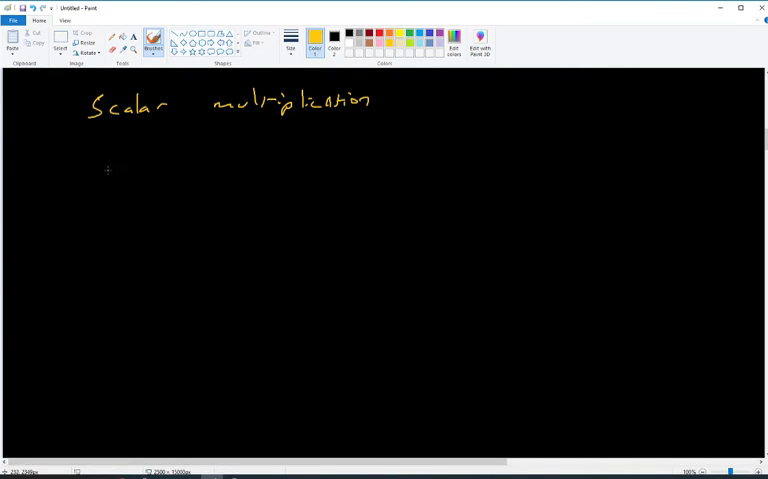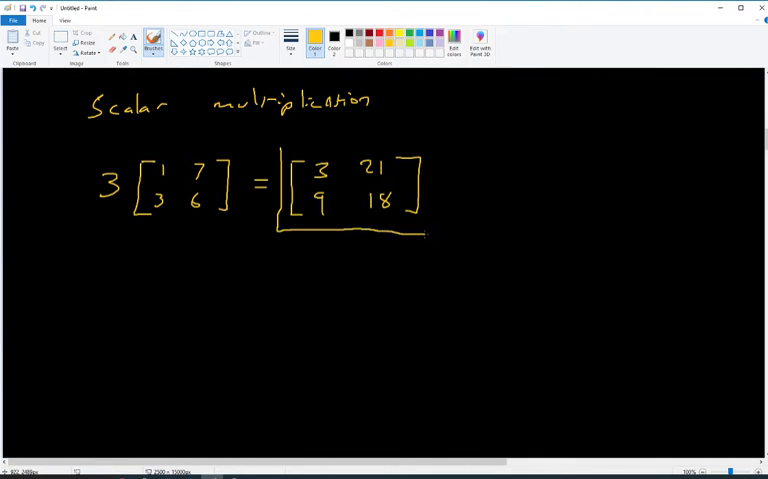This is basically what happens if I have a number and I want to multiply a matrix by that number. It's scalar multiplication when you multiply a matrix by a number. What you do is you just multiply all the entries by the number. So 3 times 1 is 3, 3 times 3 is 9, 3 times 7 is 21, 3 times 6 is 18, and that's basically it.